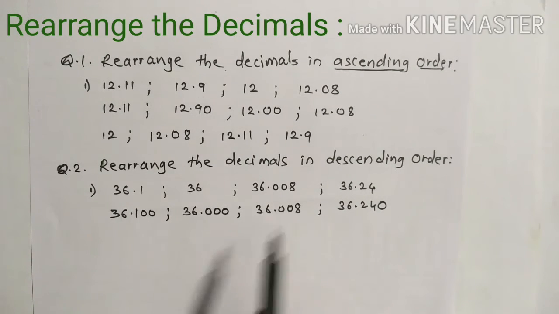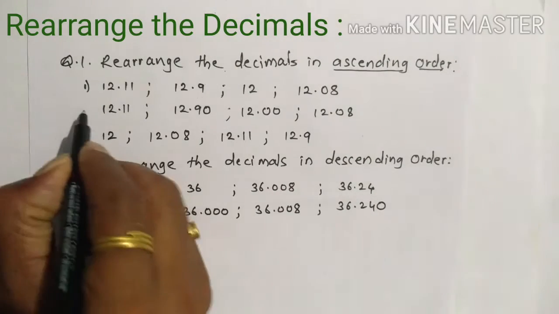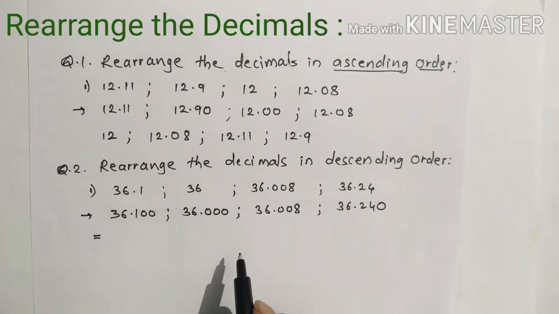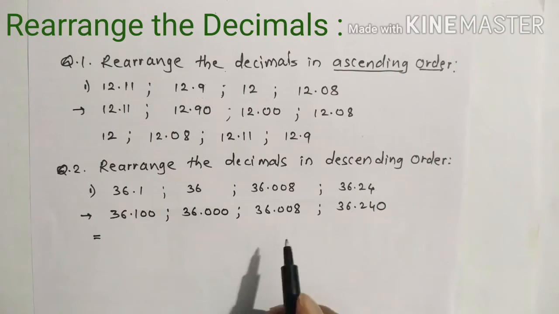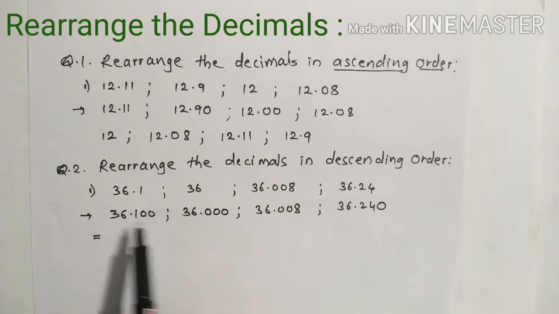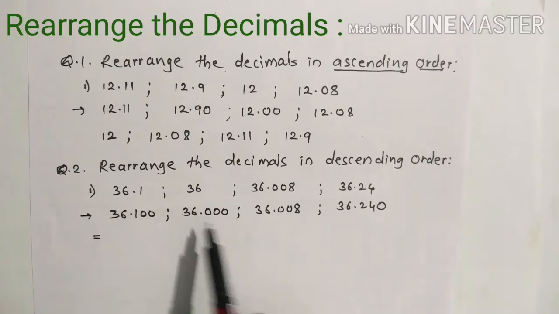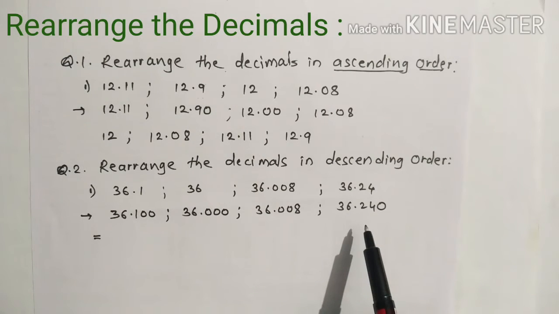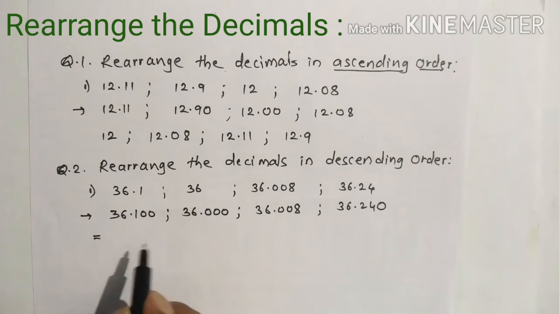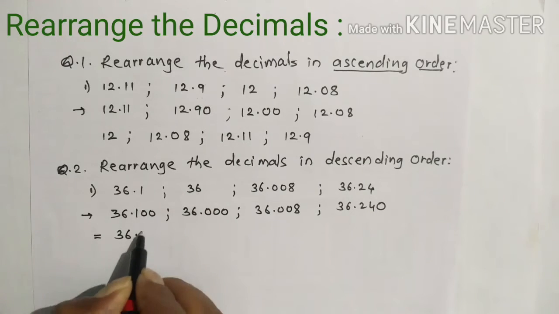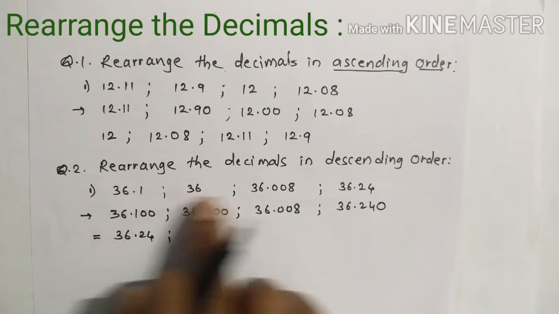Now we shall arrange them in descending order. So what is descending order? To arrange the given numbers from greatest to smallest. Just consider these as whole numbers. So it is 36,100, it is 36,000, it is 36,008, and it is 36,240. So which one is the greatest? It is 36,240, which was 36.24. We are arranging according to the question.